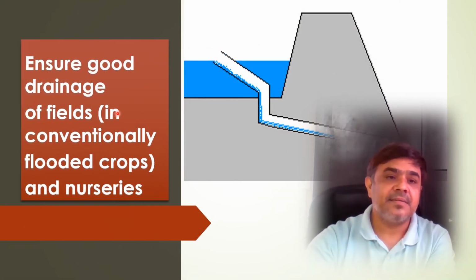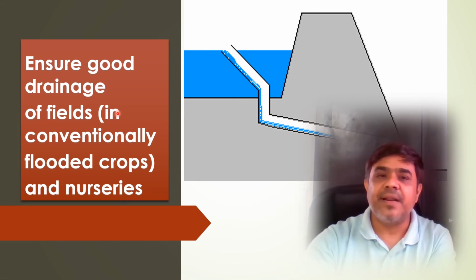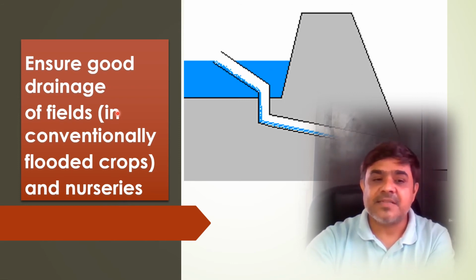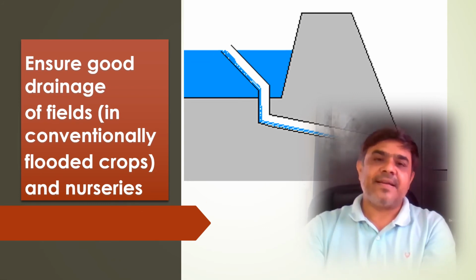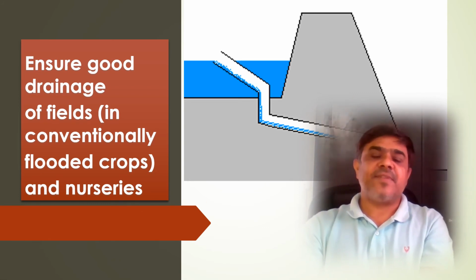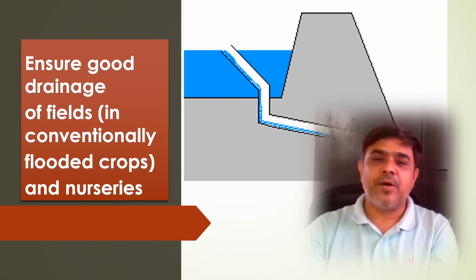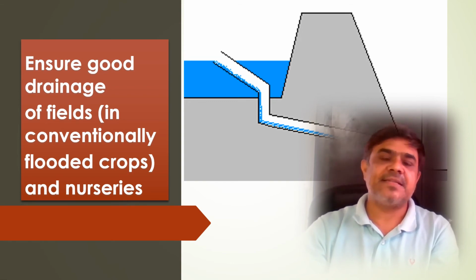Second important point, ensure good drainage in the field, in conventionally flooded crops and nurseries. It is quite necessary that drainage facilities should be there when needed. Avoid heavy disease infection.